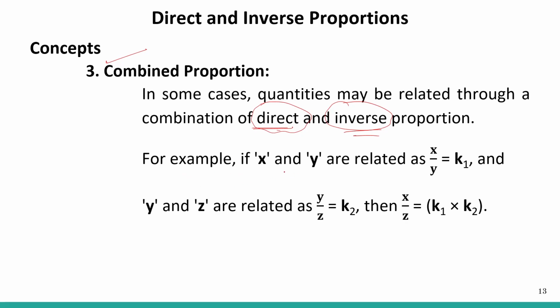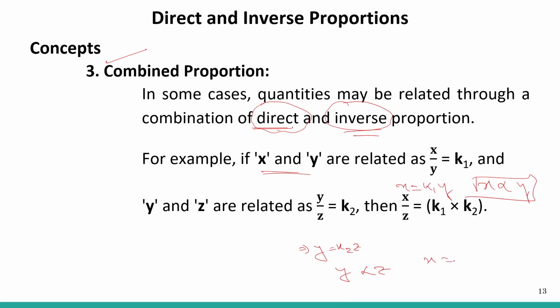For example, x and y are related as x by y is equal to k1. So x is equal to k1y. X is directly proportional to y. And y and z are related as y by z is equal to k2. So this implies that y is equal to k2z. So y is directly proportional to z. And then x by z is equal to k1 into k2.